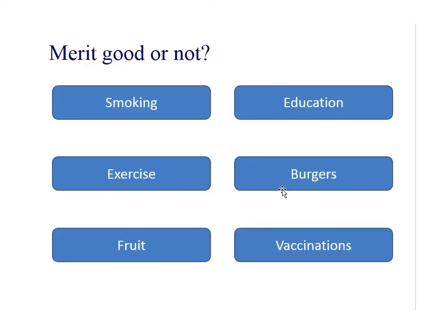Exercise as well, similar reasons, and vaccinations, and fruit as well, usually very good effects on your body, whereas burgers, as in fatty food, or smoking, these aren't merit goods. These are what we call demerit goods. So passive smoke passes on to other people, so there's external costs for other people. And if you eat a lot of burgers and you become very overweight and obese and you get heart disease, that's a cost for the NHS as well, because they'll have to treat you.